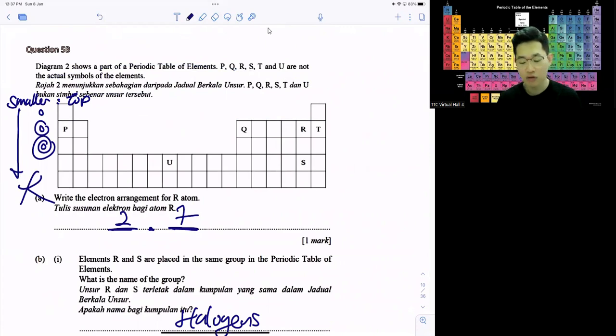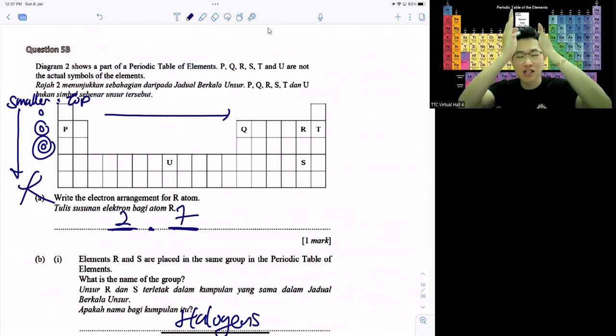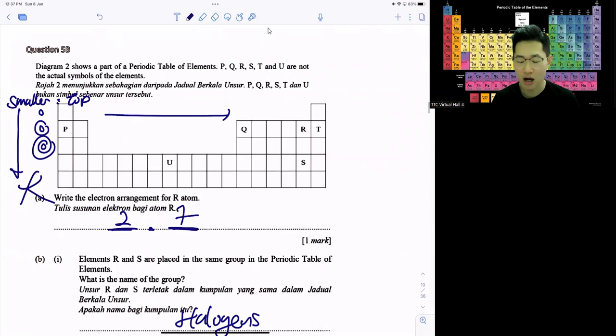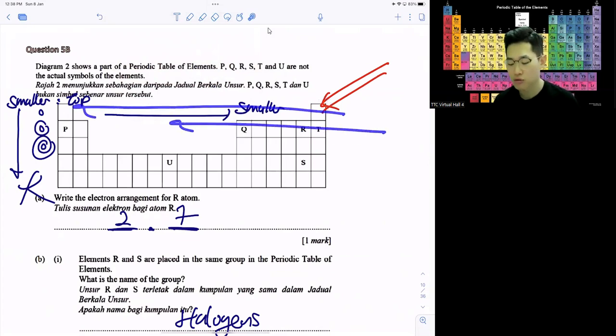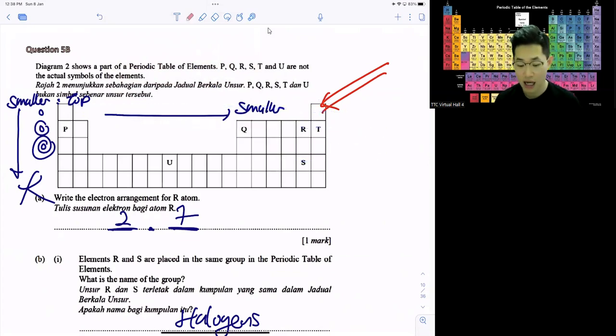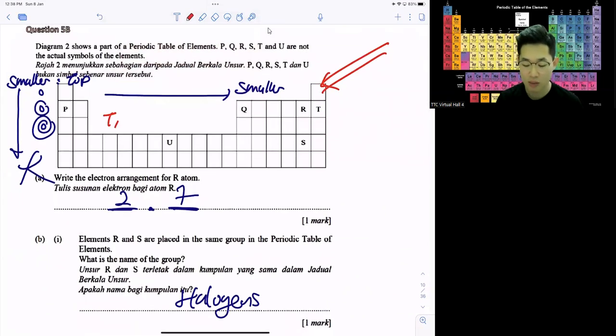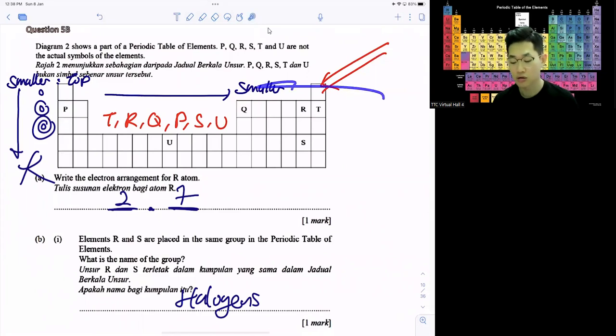Okay, when going down, vertical 啊, 直直的下去是变大啊, bigger. Then when you go horizontally, it's the opposite. Going vertically down is bigger. Horizontally going across the period is smaller. So the smallest element is always on your top right corner. So start from the top right corner. You go row by row. So that means the answer will be T, smallest, R, Q, P, S, and U. Row by row.